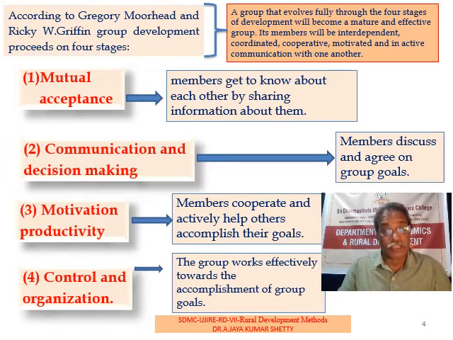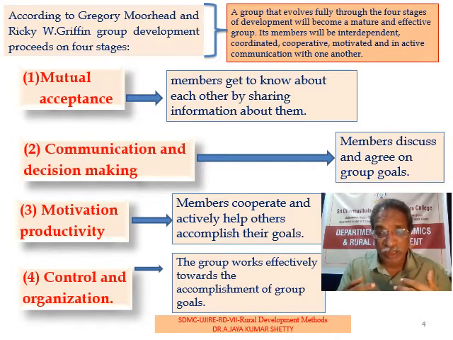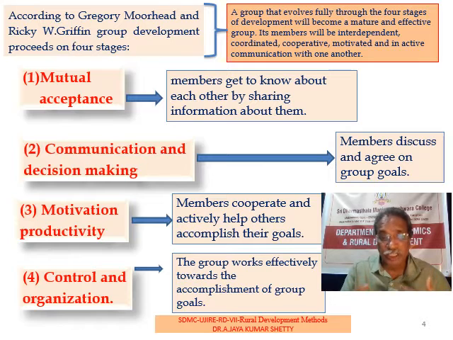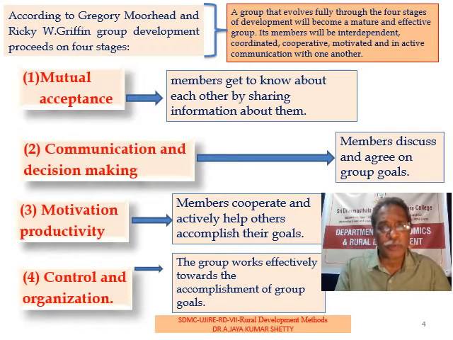Number three, motivation and productivity. Members cooperate and actively help one another to accomplish their goals. Number four, control of the organization. The group may come together and somebody will take the lead and individuals may accept the responsibility. So group activity proceeds. So these are the four important stages in the process of group formation.